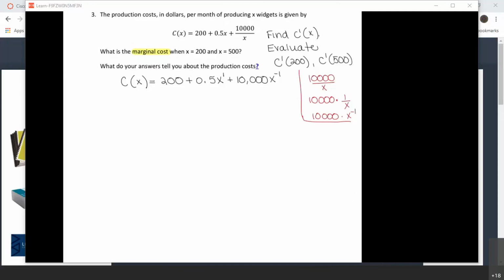Okay, folks, I know not everybody's finished, but I'm asking a question of the people who got this far. What value did you get for C prime of 200? Can you put that in the chat or say it out loud? What did you get? Yep. Okay.